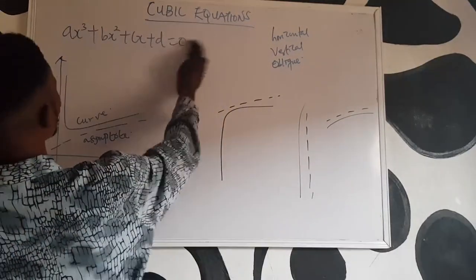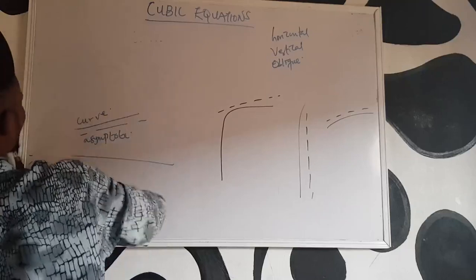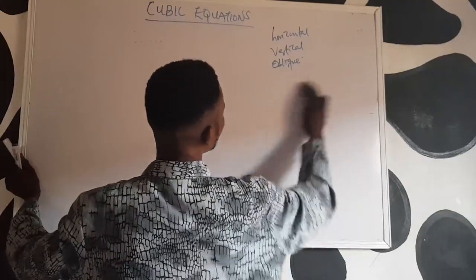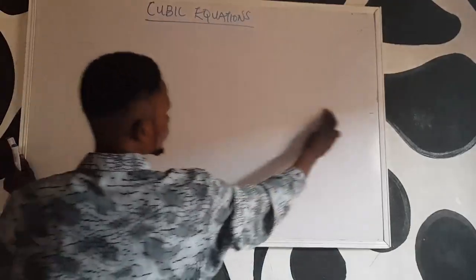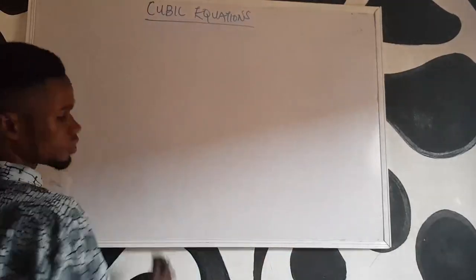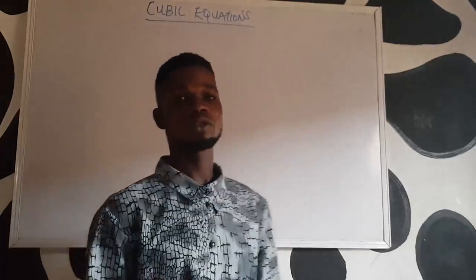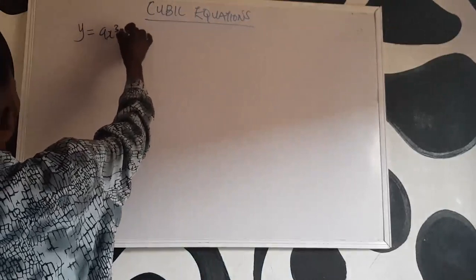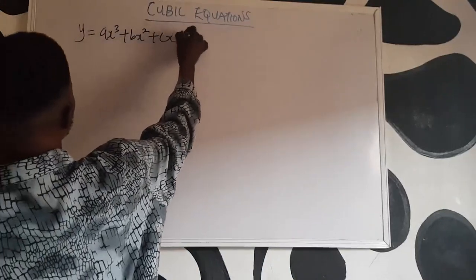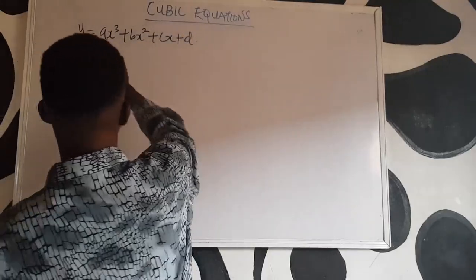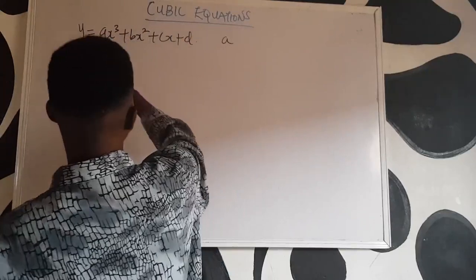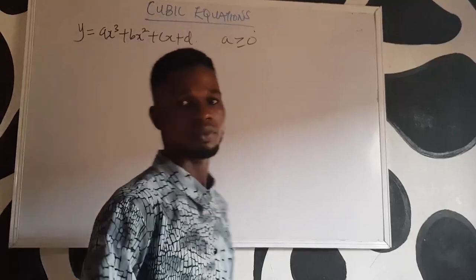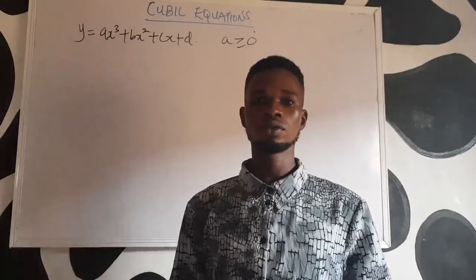So cubic equations are equations of the form ax cubed plus bx squared plus cx plus d equal to 0, and cubic curves are always continuous because they don't have any asymptotes. Now, let's take a typical cubic equation y equals ax cubed plus bx squared plus cx plus d, where the coefficient of x cubed, a, should be greater than or equal to 0.